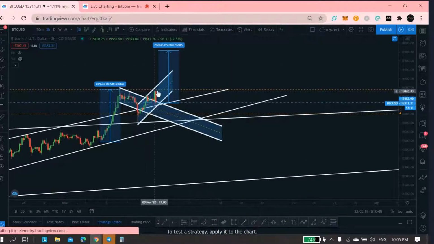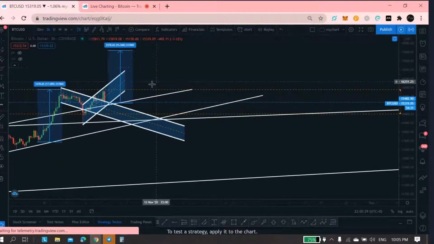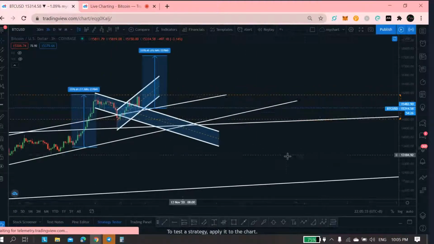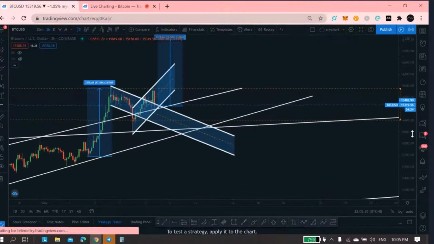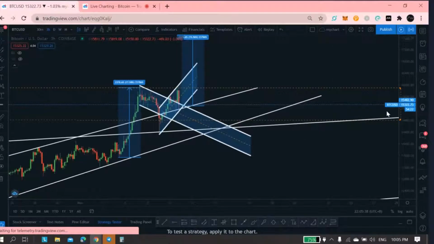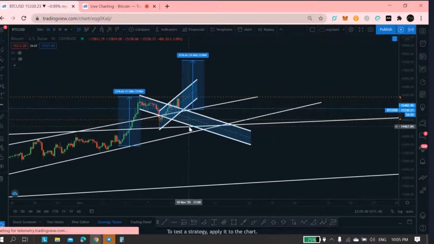However, currently, I think it's holding at this area. That's why I'm also waiting for a breakout at this area. So let's see if this will break out or not. I think I also have other, lower positions, I mean low price around the 15,000 area.